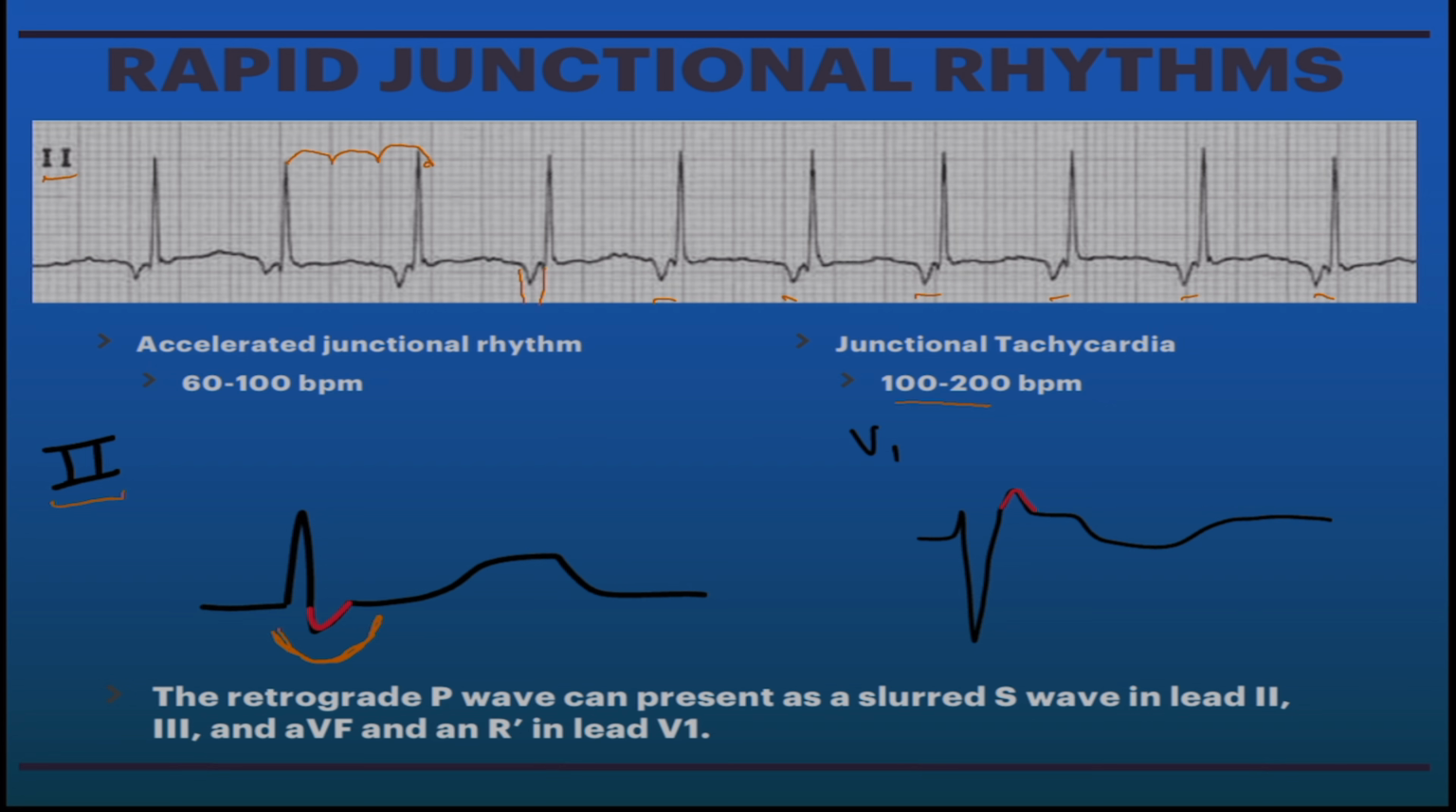And then in lead V1, we have this here, where it presents as an R prime wave, or an additional rise above baseline. So that would be considered an R prime wave. And in this case, it could actually be a P wave that's occurring during that QRS complex.